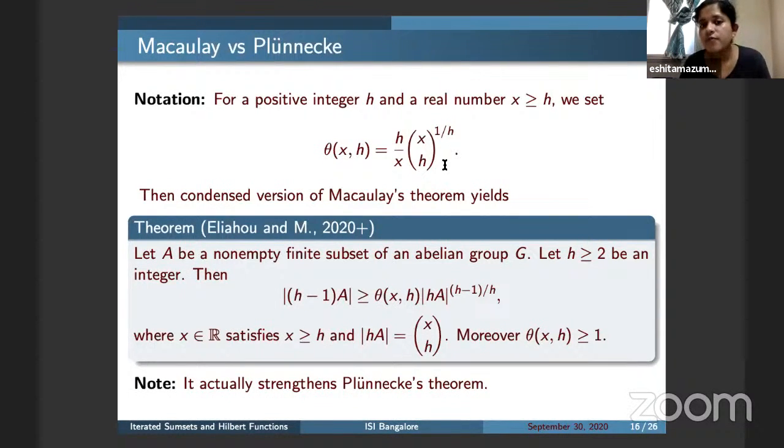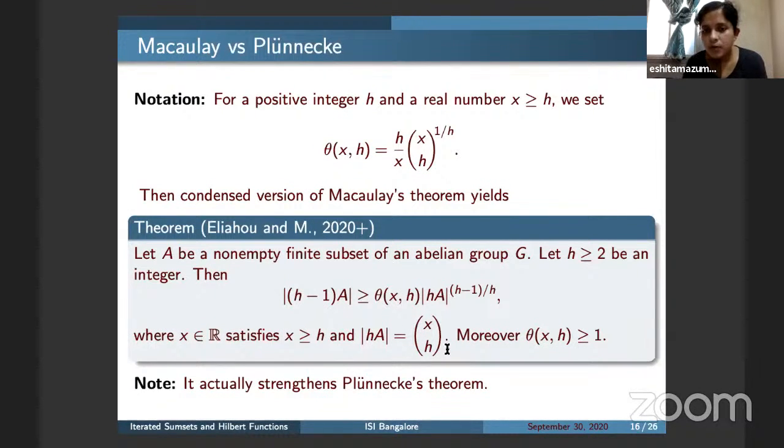Now the condensed version of Macaulay's theorem tells us that if H greater than or equal to 2 is an integer and A is a non-empty finite subset of an abelian group G, then the cardinality of the (H minus 1)-fold subset of A is greater than or equal to theta times the cardinality of the H-fold subset of A to the power (H minus 1) by H, where the real number X is greater than or equal to H, and the cardinality of the H-fold subset of A is equal to binomial coefficient of X choose H. So here we are giving the Plünnecke form.